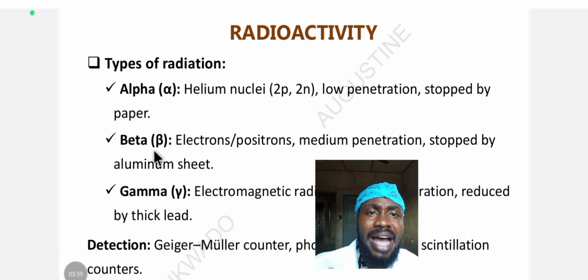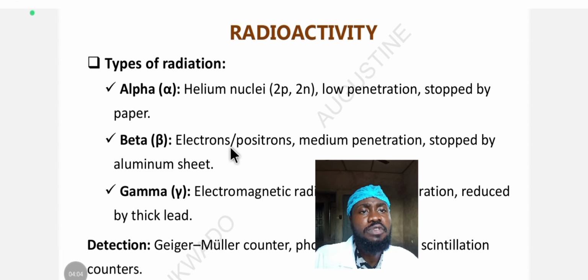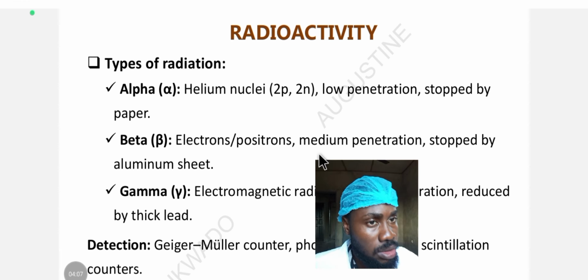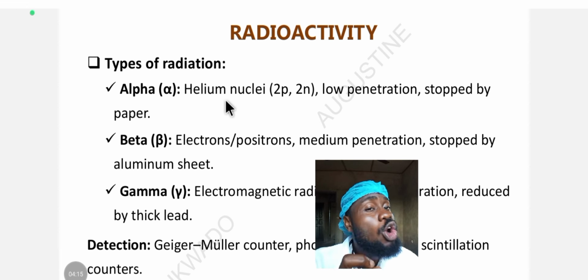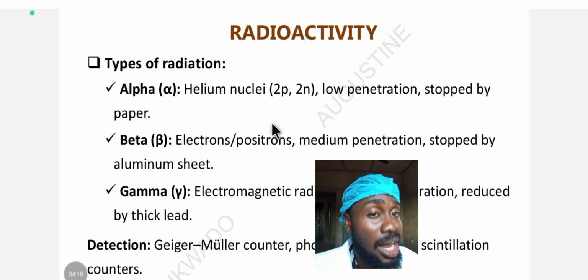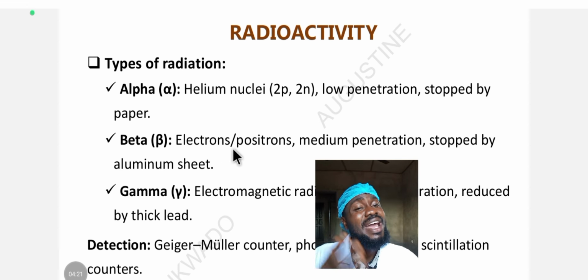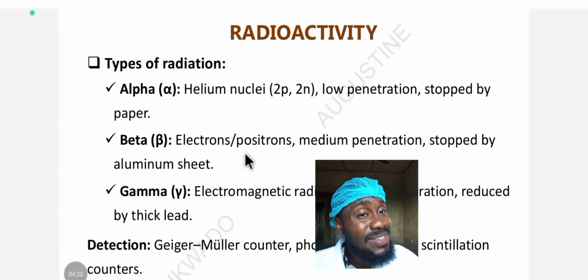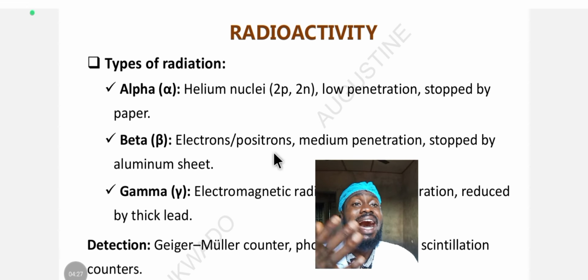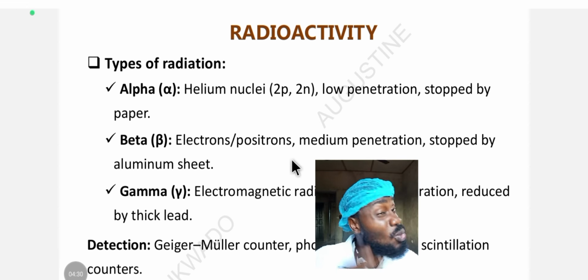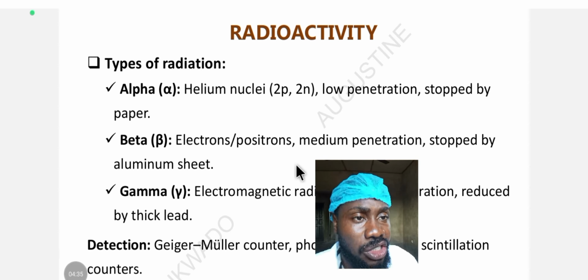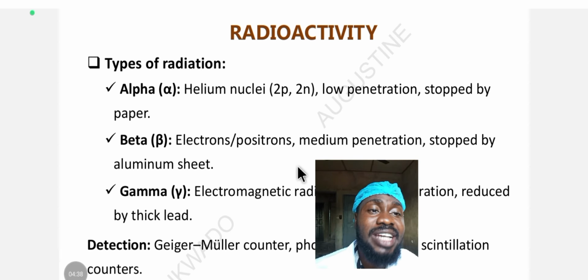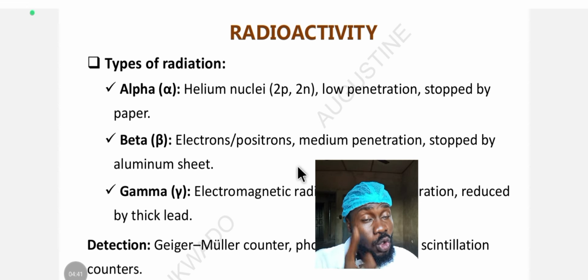The next is beta. This is the beta sign. Beta radiation or beta particle consists of electrons slash positrons. Alpha consists of helium nuclei, which are positively charged. But beta consists of electrons, and you know that electrons are negatively charged. So if they ask you which of the particles is negatively charged, or which emits negatively charged particles, you should know that it's beta.